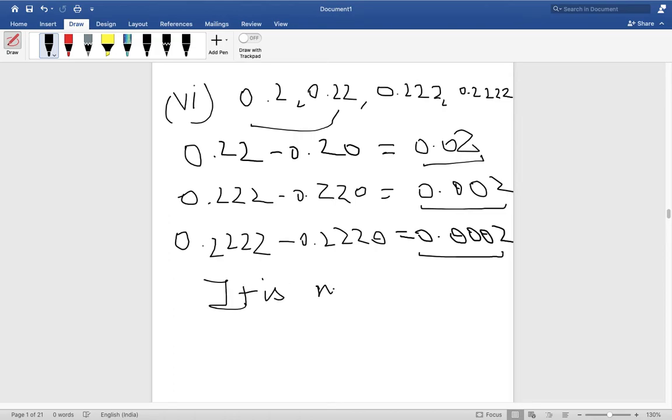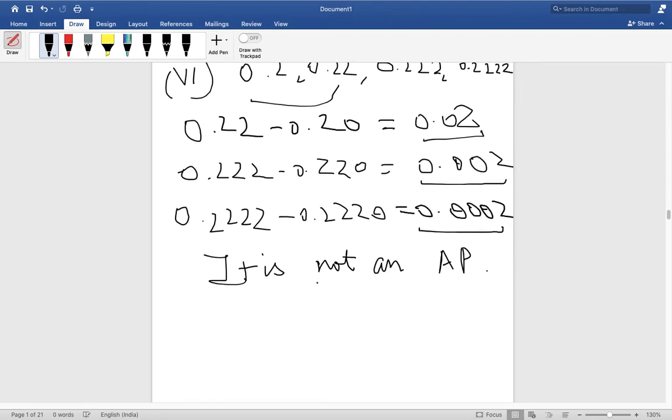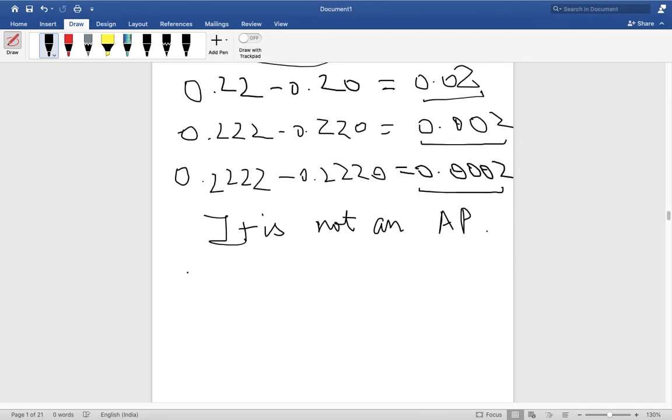It might look to some people that this is an AP. This is not an AP. Don't guess, just do it. Just find the differences and you will see that this is not an AP. So no further efforts required in this problem.